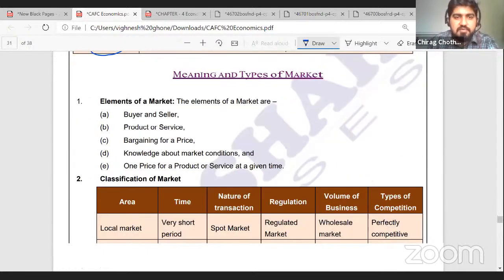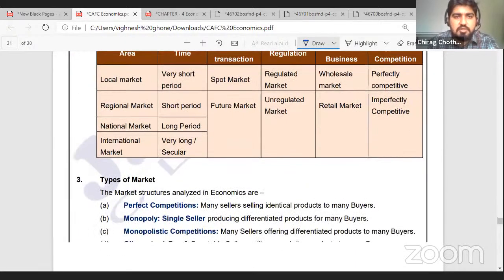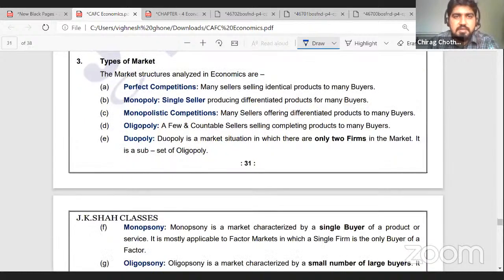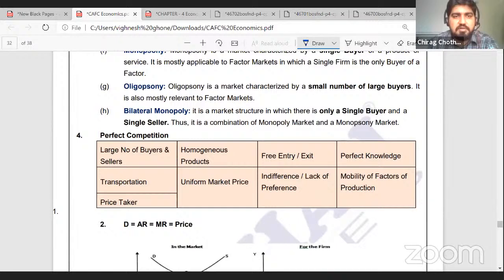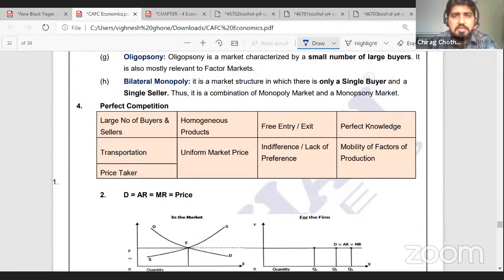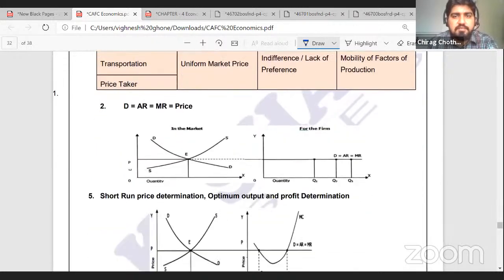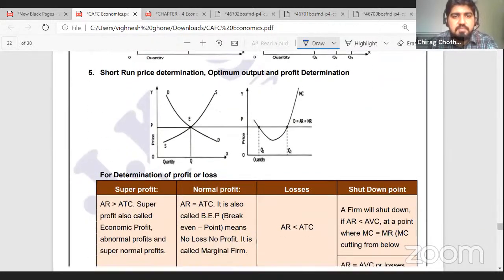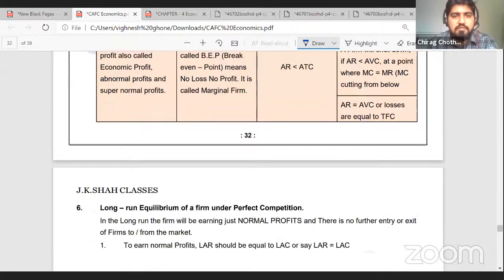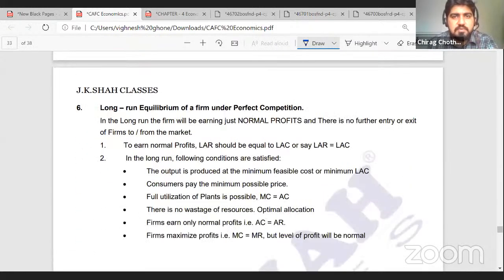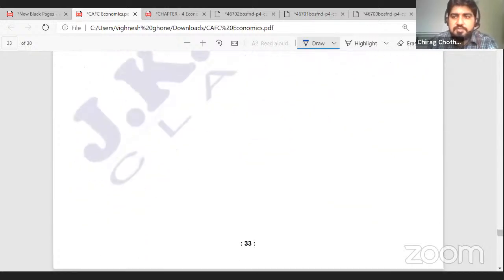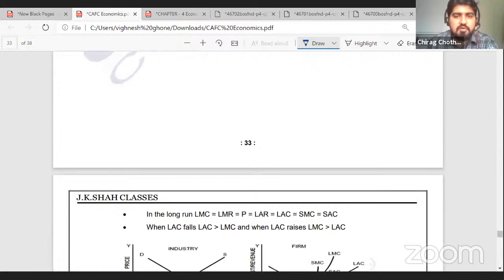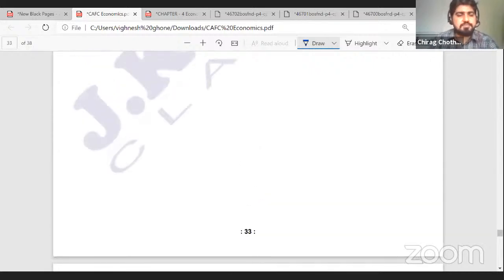Meaning and types of market we have already considered. All these things we have covered. Monopsony, oligopsony, bilateral monopoly we have covered towards the initial phase of this chapter itself. Now we have to understand all the equilibrium curves of perfect competition and imperfect competition as well. So let's begin. One by one we are going to cover all the scenarios. So be with me.